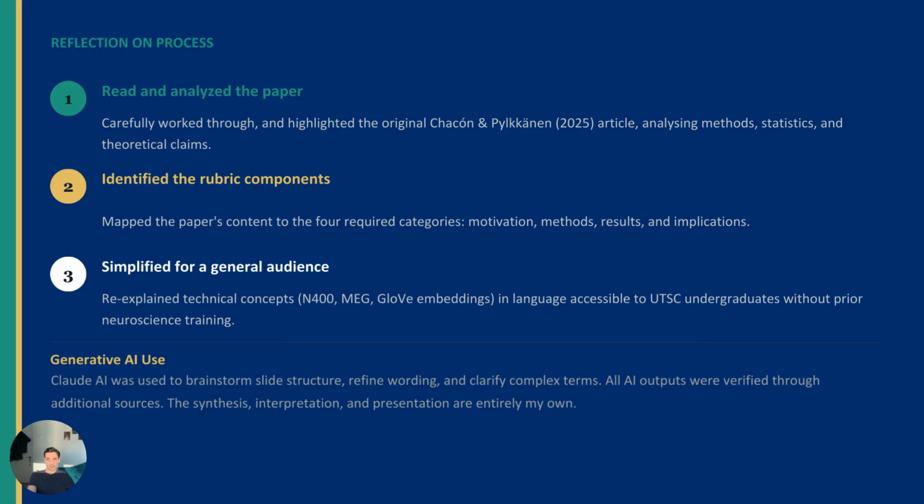Now, for this assignment, I read and analyzed the original research, looking at the methods, results, and conclusions. I did some highlighting. I organized the presentation around the 4 rubric components. I simplified my wording, and I also used Claude AI for brainstorming and clarifying confusing concepts, but all interpretation and synthesis is my own. Thank you.